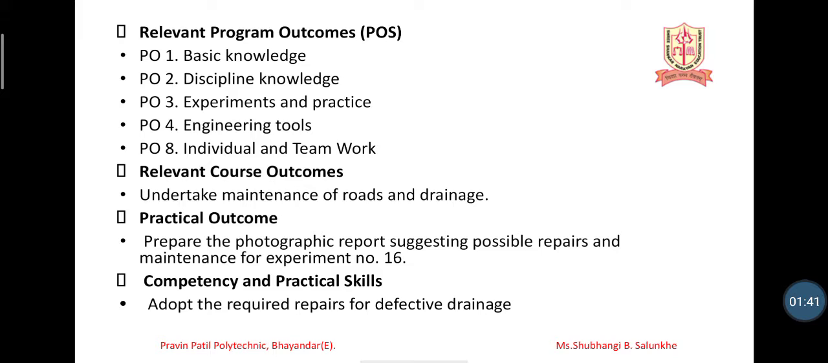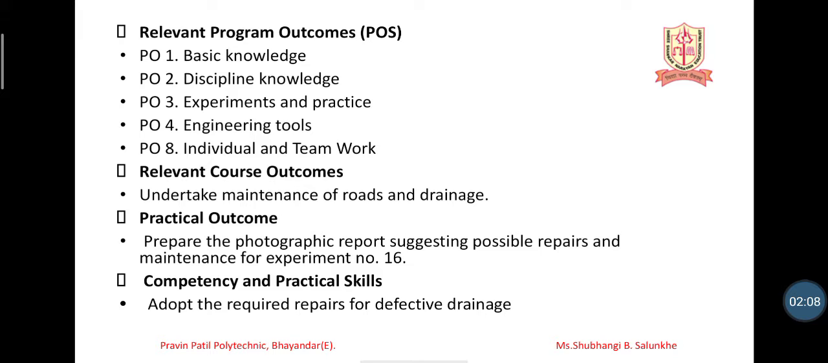Basic knowledge means you should have a basic knowledge of maths and science, so that we can solve some engineering problems. You should also have discipline knowledge, that is the core knowledge related to civil engineering, so that you can solve the problems of civil engineering. Then you should have experimental and practical skills, so that you can perform the experiment. After performing the practical or the experiment, you should have some solution regarding the problems.